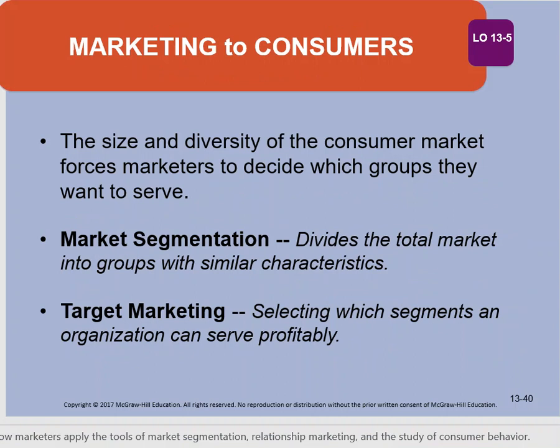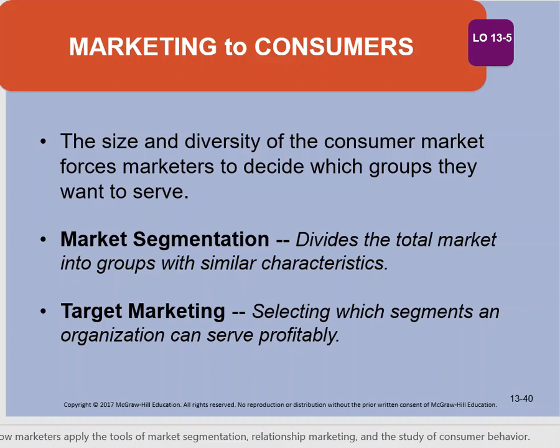So how do we market to consumers? This is really important. In fact, it's the basis of your first essay question on your final exam. We do this by segmenting the market. Market segmentation divides the total market into smaller groups that hold similar characteristics. We'll talk about 5 types of market segmentation in a moment. Then we target the markets that are important. That's known as target marketing.